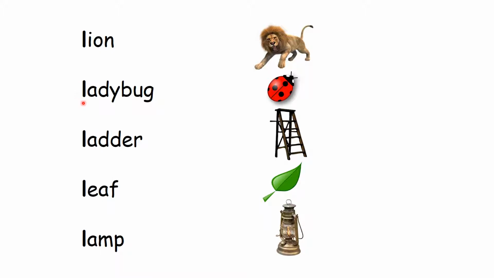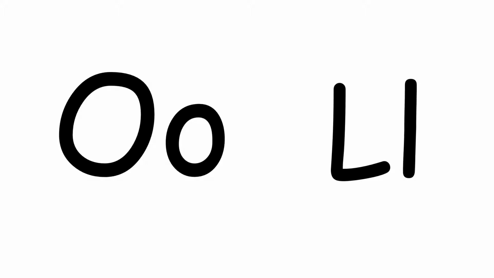Next. Good job. Okay, so letter O sound as A and letter L sound as L. Can you sound it? Ready? A, begin. Once more. And letter L, sound it. L.